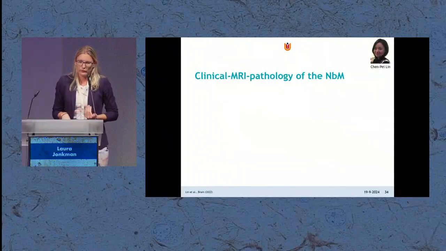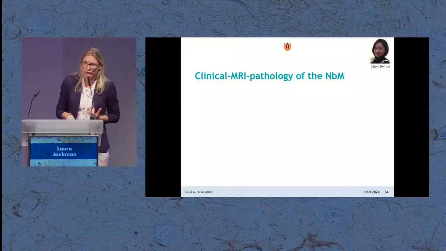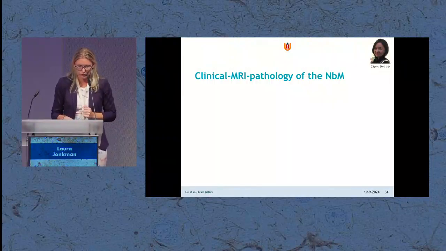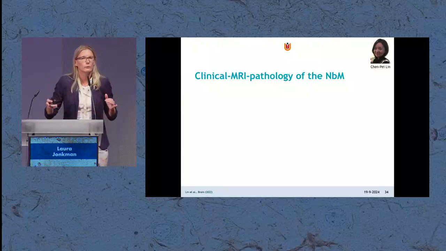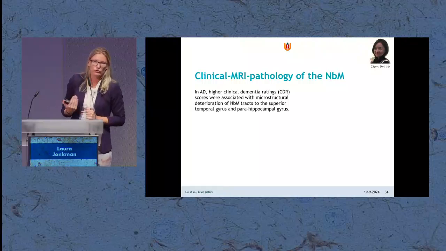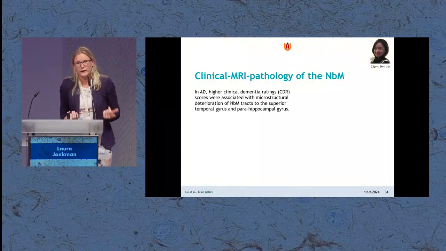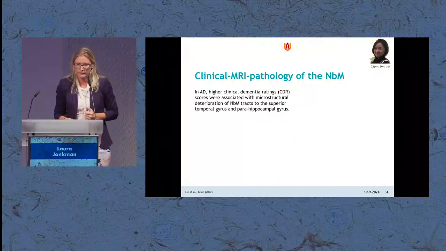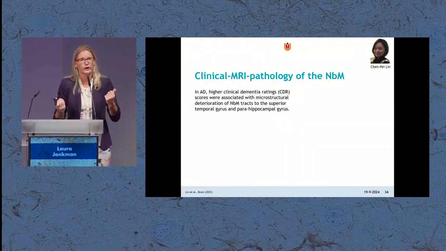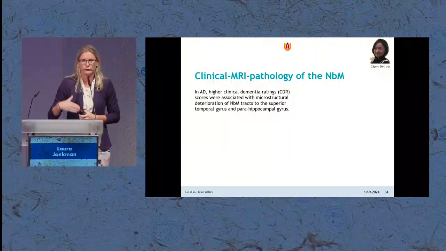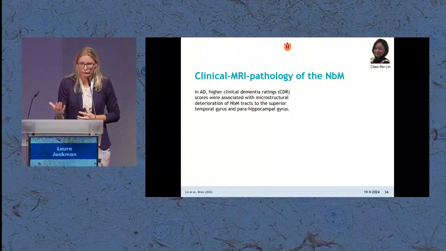I'll give an example here on the nucleus basalis of Meynert, being the cholinergic system, very important towards cognitive processing, towards cognition. And we did a clinical, MRI and pathology study. At first, looking at clinical and MRI, we see that a higher dementia score, so a higher form of dementia, is related on MRI to a deterioration of the nucleus basalis of Meynert and its projections towards especially the temporal cortex. So this can also be done in vivo. It's more of a validation. Do we indeed see a deterioration of the NBM and its tracts?